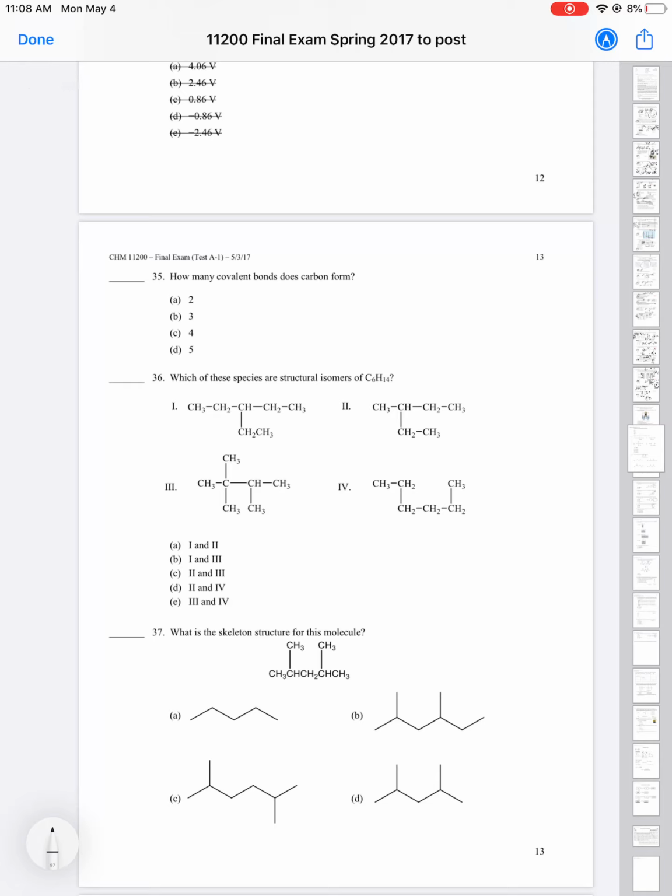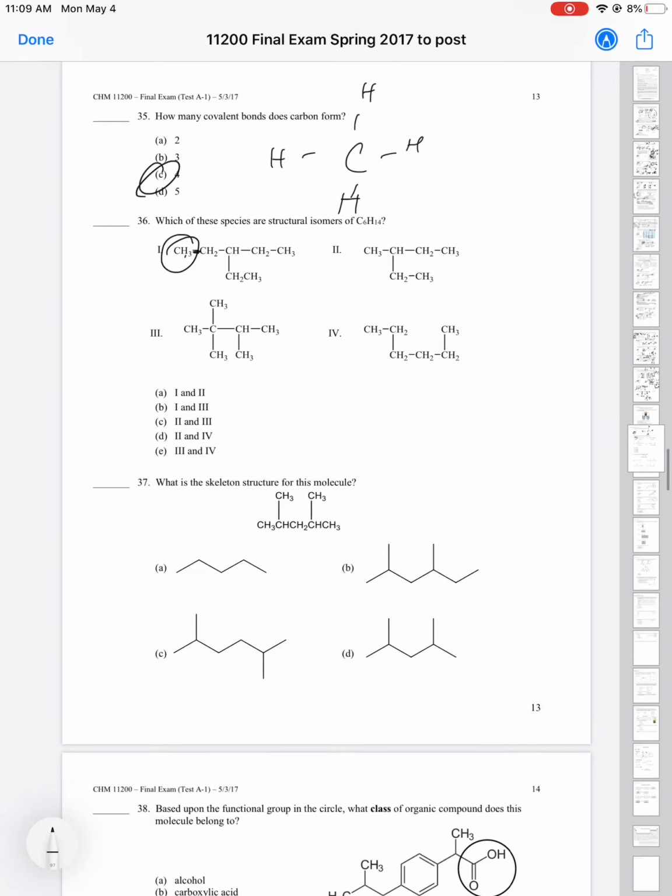Okay, number 35, how many covalent bonds does carbon form? Remember, carbon forms 4 covalent bonds. That's just something you need to know. If you draw out a carbon, like methane, you can see it always forms 4 bonds. Or you could look at your next structure and see that carbon has 3 hydrogens plus 1 bond to another carbon, 4 bonds.